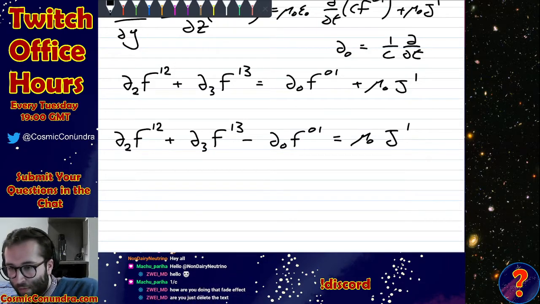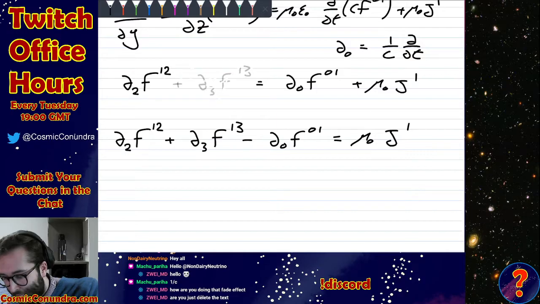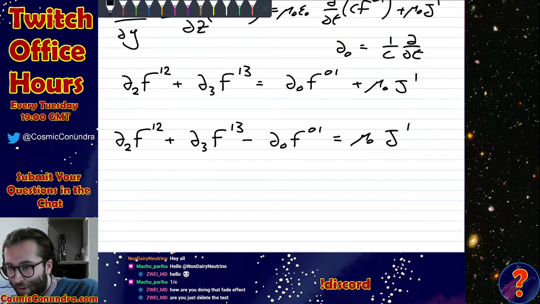Fade effect? What fade effect? Oh, I just delete the text. Yeah, it's like if you go through and delete it without taking your hand off, it sort of fades it, and then it deletes it when you remove your hand. There's no kind of spookiness going on there. It's just how it happens to erase things.